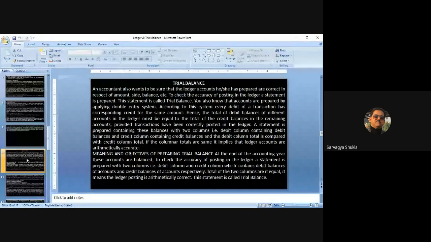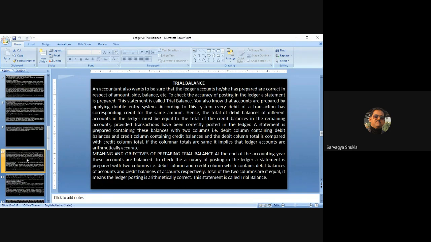Trial balance. An accountant always wants to be sure that the ledger accounts she has prepared are correct in respect of the amount, sides, balance, etc. To check the accuracy of posting in the ledger, a statement is prepared. This statement is called a trial balance.